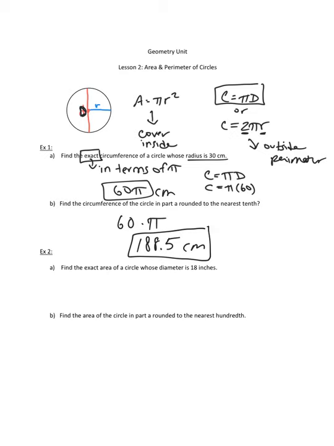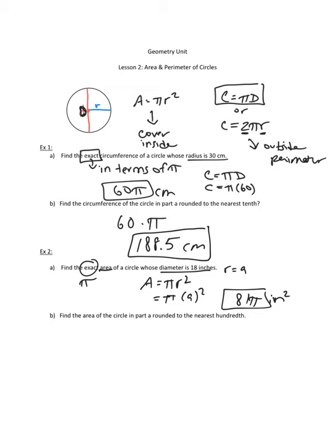Okay, example 2 says find the exact area of a circle, and it's exact again, so that's in terms of pi, whose diameter is 18 inches. So area is pi r squared, and if the diameter is 18, then the radius must be half of that, 9. So we're going to do pi times 9 squared. And that's 81 pi. In terms of pi, I just leave it like that. And the units are square inches. Anything that has to do with area is going to be square units.